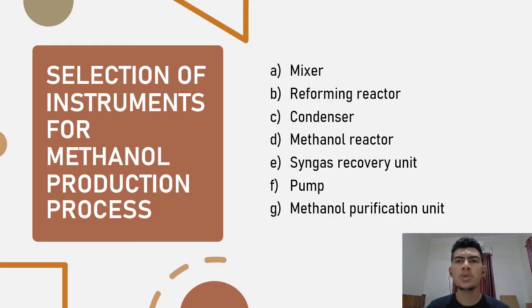For the instruments used for this methanol production process, we will be using a mixer, a reforming reactor, a condenser, a methanol reactor, a syngas recovery unit, a pump, and lastly a methanol purification unit.